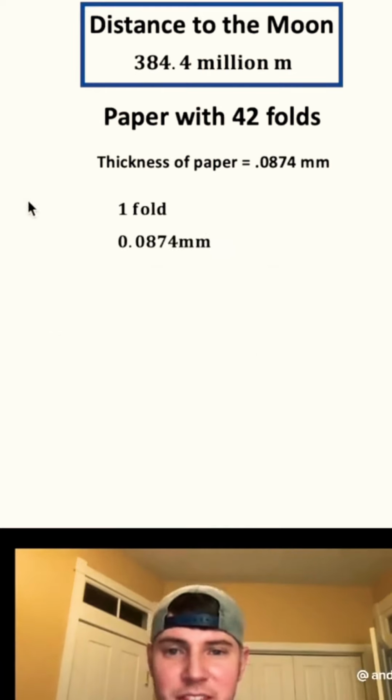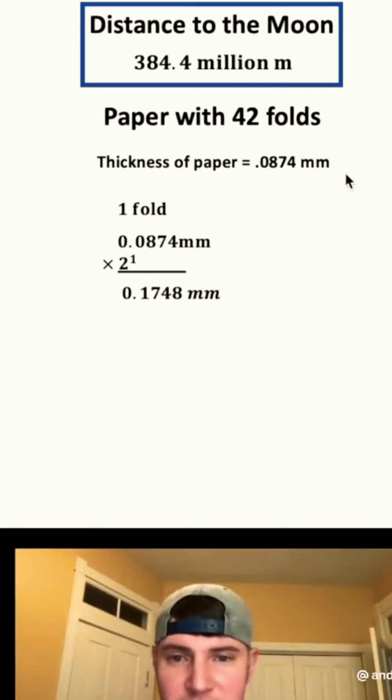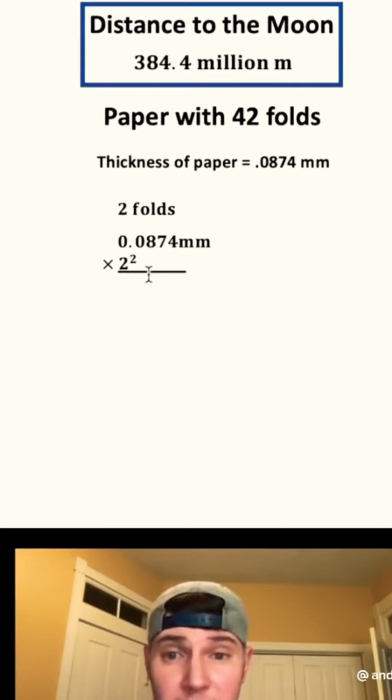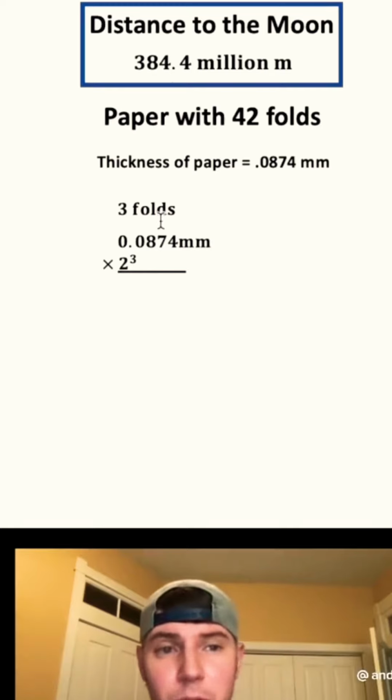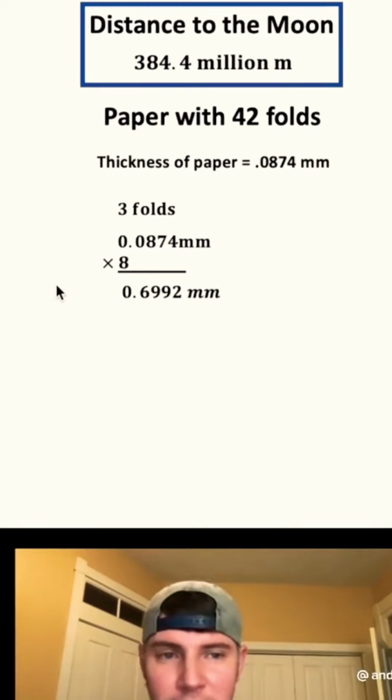Now let's look at one fold. We would take the thickness of our piece of paper, multiply it by 2 to the 1, and we would get 0.1748 millimeters. Or if we did 2 folds, we would multiply it by 2 squared, which would be 4, and that would give us 0.3496 millimeters. And 3 folds would be equal to this multiplied by 2 to the third power, which is equal to 8, and that gives us 0.6992 millimeters.